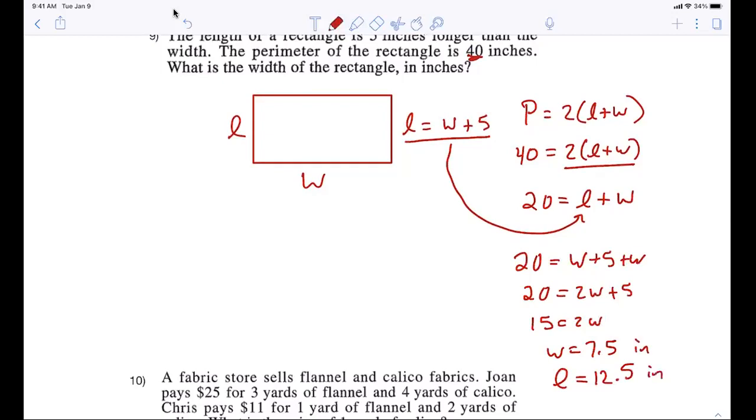Does anybody have any issues with that? Yep, subtracted 5 from both sides. That's right. Anybody have any issues with that? Anybody? Okay.